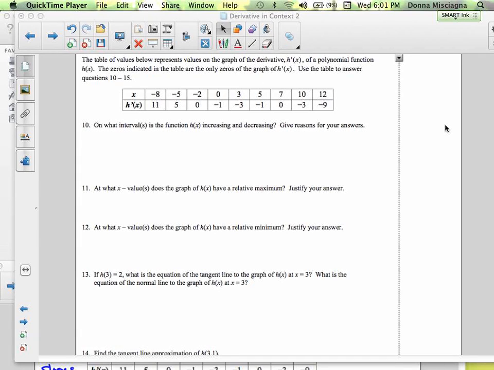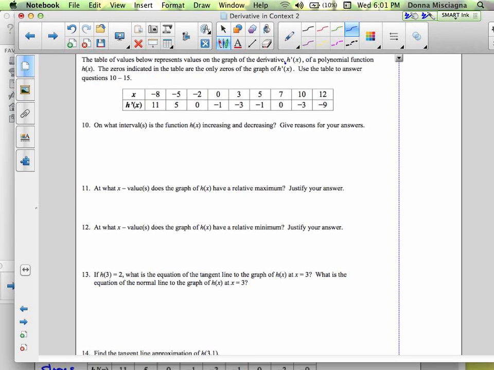Let's do some problems involving the derivative in context. The table of values below represents the values on the graph of the derivative h prime of x of the polynomial function h of x. The zeros indicated in the table are the only zeros in the graph of h prime of x. So some important things to note. These are values from the derivative, and these are the only zeros.